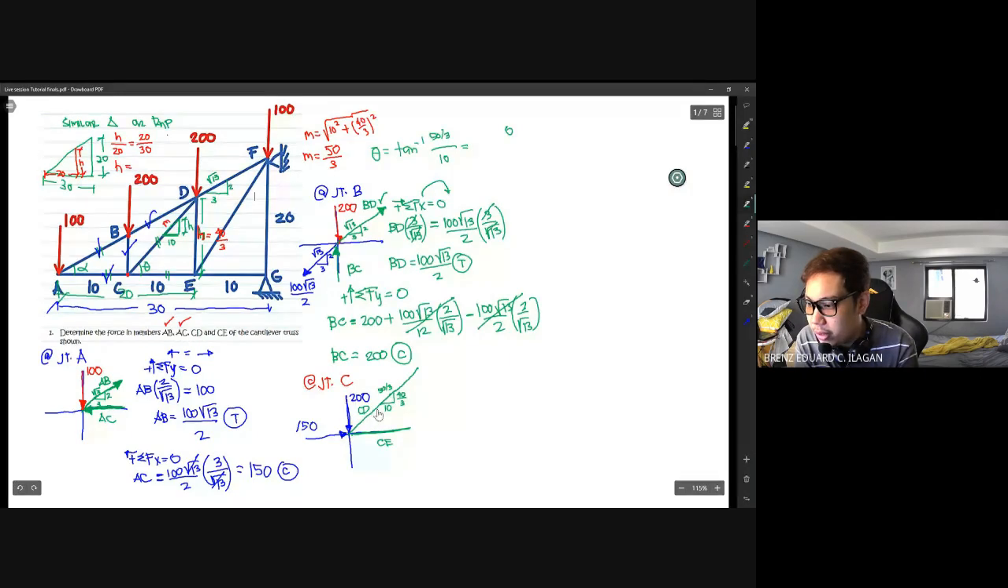Kasi siya lang yung may Y component. Itong CE, walang Y component yan, no? Nakahiga, oh. So, dapat siya ay in tension or pataas. Kasi ang mga Y forces is itong 200 lang, which is going downward. So, para ma-counteract yan, dapat yung makukuha nating CD is merong Y component which is going upward. Okay? So, dapat siya is in tension. And then, kung pataas si CD, pasaan kaya si CE?